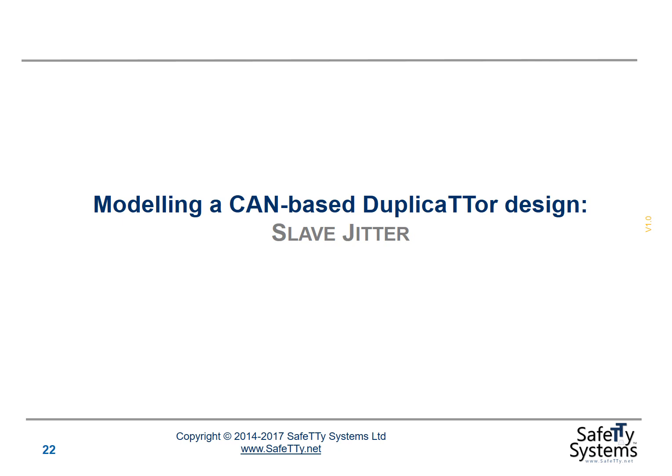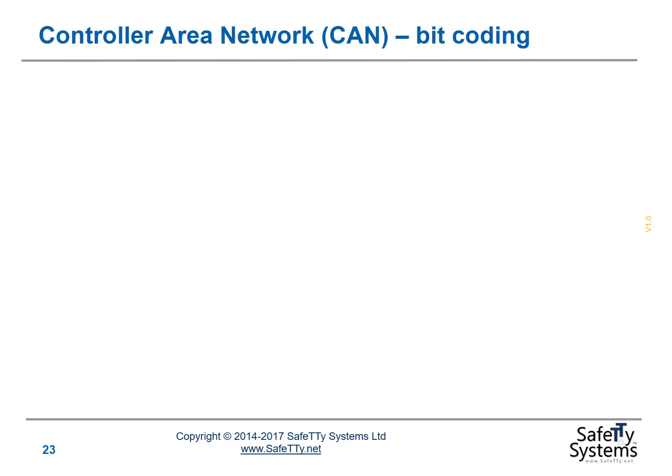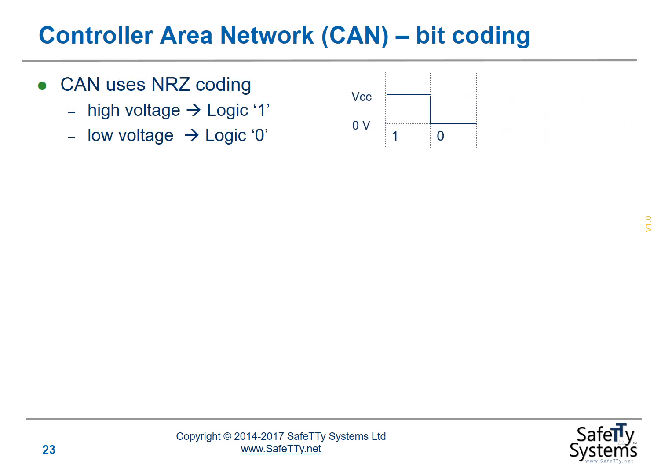What about the slave jitter in a CAN-based design? This is a little bit more interesting. So CAN uses NRZ coding, non-return to zero coding, in order to synchronize at a low level the transmission and reception behavior to make sure that you can transfer the data without difficulties, synchronizing the clocks at a low level in the CAN hardware.